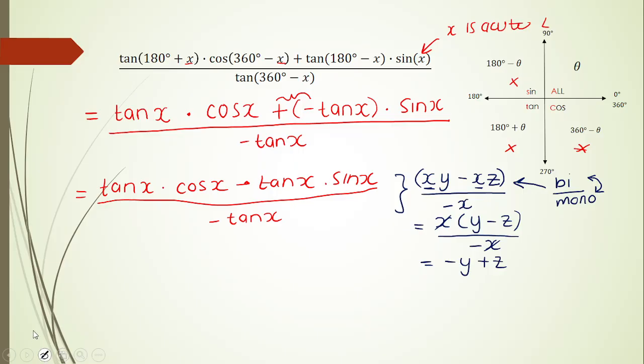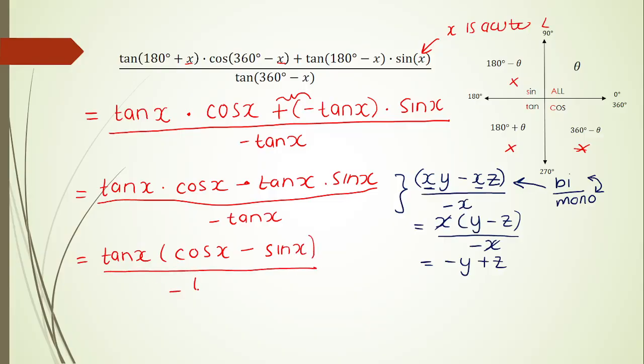But let's go back to the red, and let's do the same thing. So I took out the tan x because that's what I saw as common. And I've got cos x minus sin x all over negative tan x. The tan x is cancelled, which would leave me with minus 1 at the bottom here, which is just a negative cos x plus sin x. It's as simple as that. Okay, let's look at the next one.